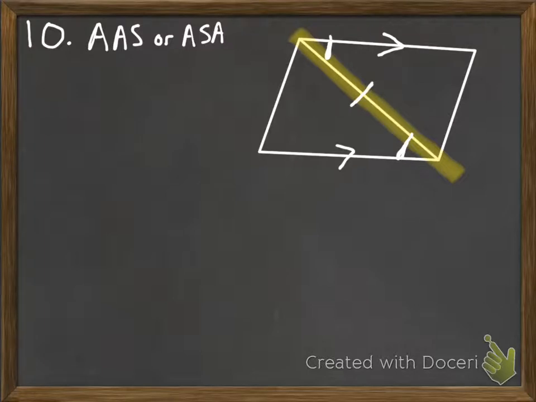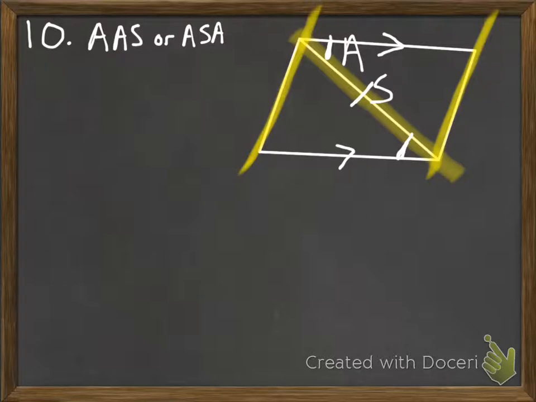So now, looking at this, I have an angle and a side. I do not know that any other angles in this picture are congruent. I don't know for sure that this line is parallel to this line, so I can't know if any other angles are congruent. So number 10, the answer is not possible.